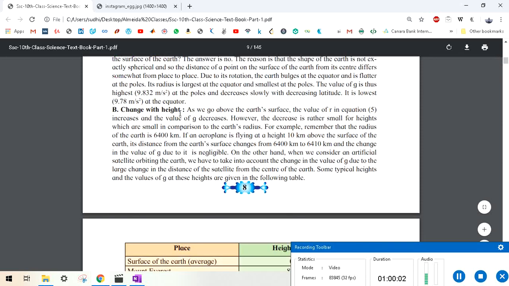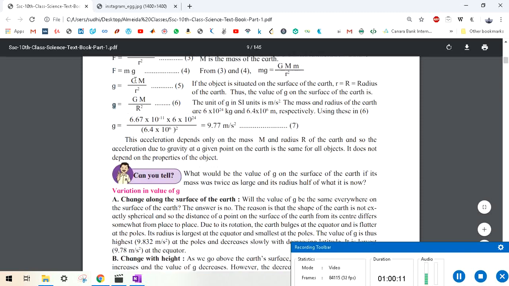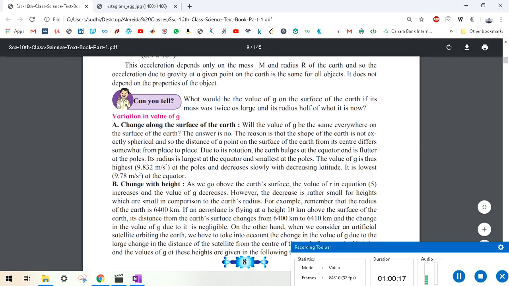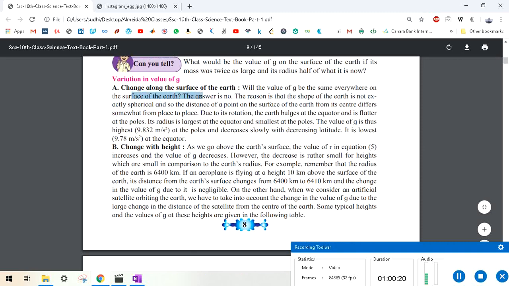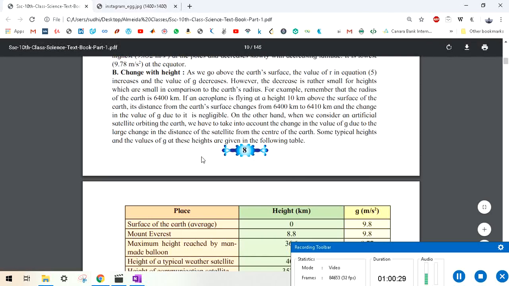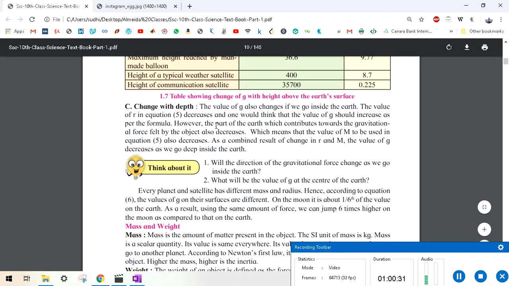Now, change with height. As we go above the surface, the value of r in the equation increases and the value of g decreases. Yeah, it is correct. Because as we go up, like if you go in the sky, our r will increase, right? Our distance will increase, so our acceleration due to gravitation will decrease. So if we are on the surface, we can see the change in g. If we are going to some particular height, we can see the change in g. And with change in depth, obviously if we are going deep inside the earth, the value of g also changes.